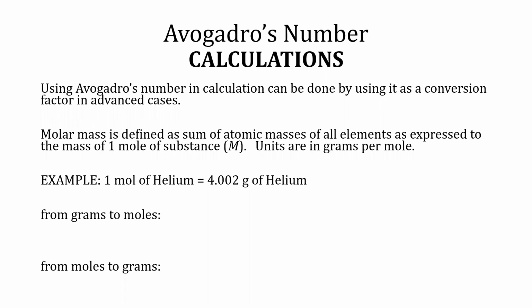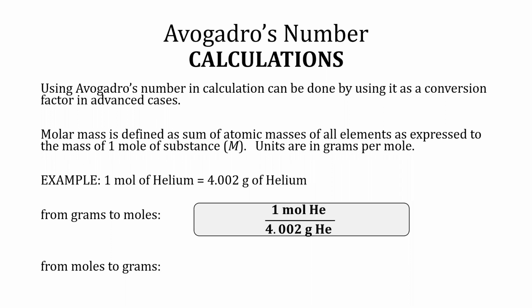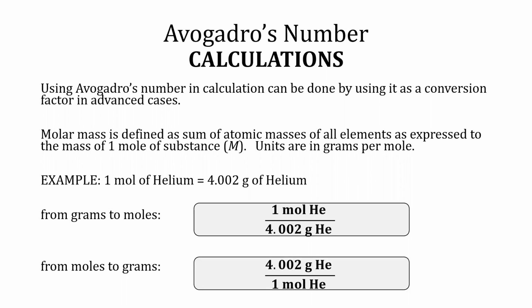Using Avogadro's number in calculation can be done by using it as a conversion factor in advanced cases. Molar mass is defined as the sum of the atomic masses of all elements, expressed as the mass of 1 mole of substance, represented by M. Units are in grams per mole. An example is 1 mole of helium equals 4.002 g of helium. If one wants to go from grams to moles, it is 1 mole of He per 4.002 g of He. If one wants to go from moles to grams, it is 4.002 g of He per 1 mole He.